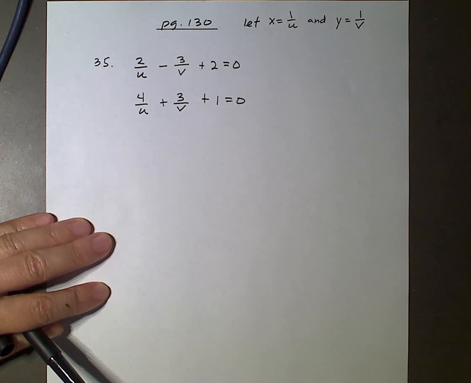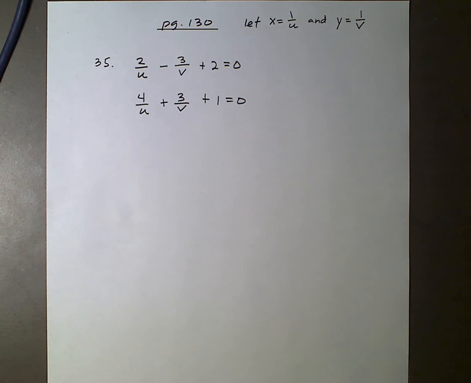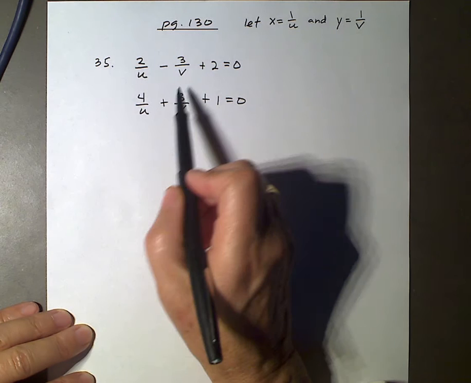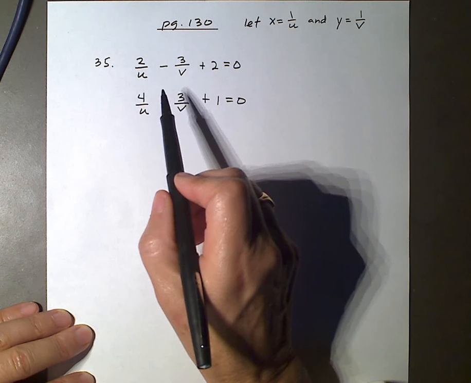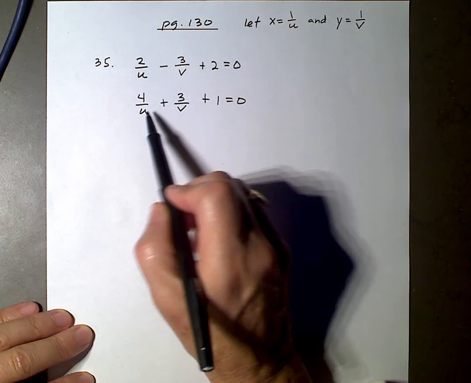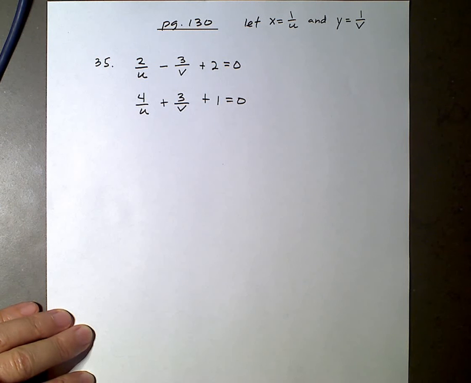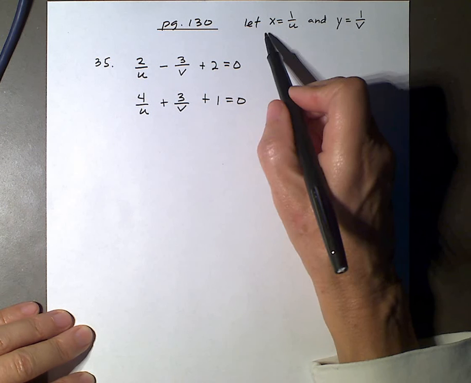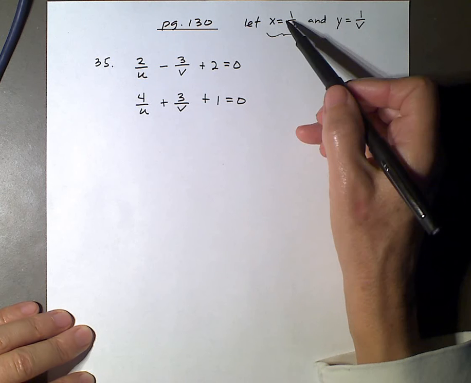This is number 35 on page 130, and this is a situation where we've got two equations in u and v. Notice that these are not in linear form right now, because the u and v's are in the denominators of those fractions. But we have some suggested substitution here. They said let x be 1 over u.